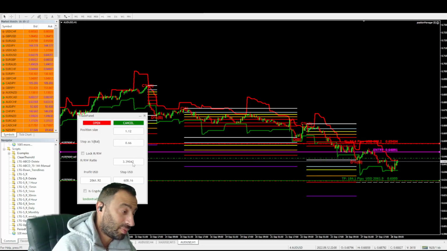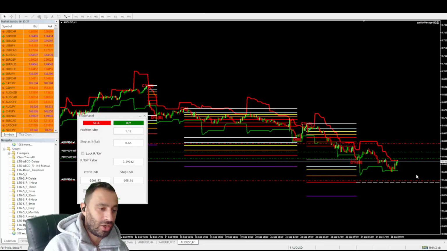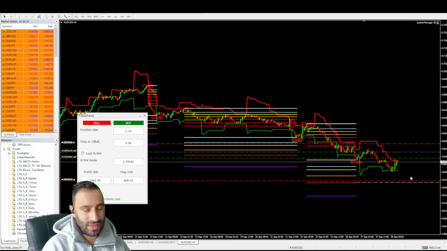This time we've got 3.39 risk to reward, and it's on a bigger position, and that makes a lot of sense to me. So I'm going to hit open, and hopefully this goes to the target. And I'm going to be looking probably for a bounce here, and I might even be looking to buy in this kind of zone, but again I will assess it at the time.